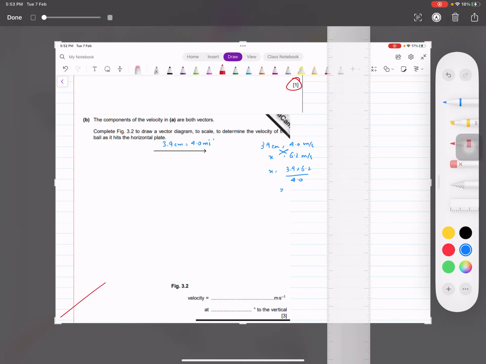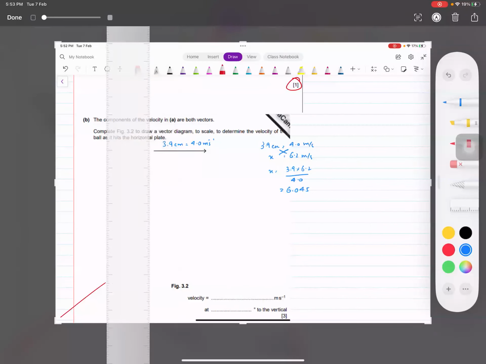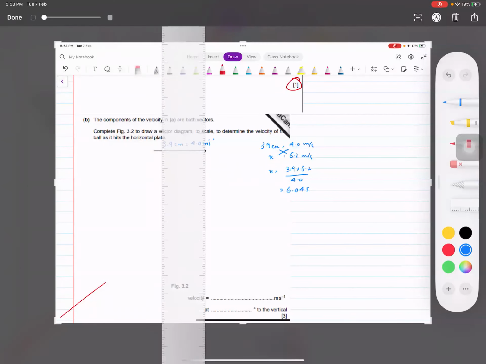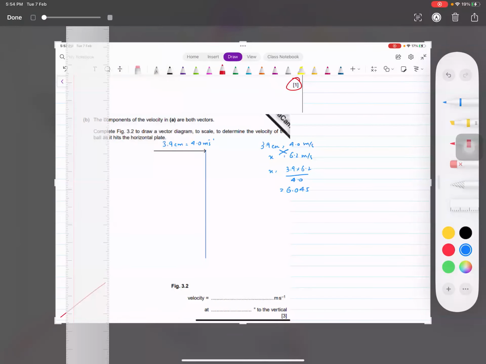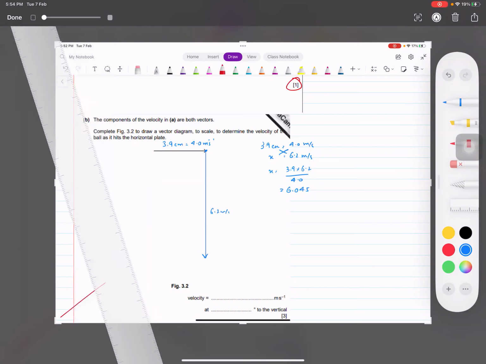6.045. So it's basically around 6, right? Okay, so here you take 1, 2, 3, 4, 5, and 6, then connect the tail with the head, and you get this one. This is basically 6.2 meters per second. And then from the end where we started the drawing, we are going to draw the resultant.